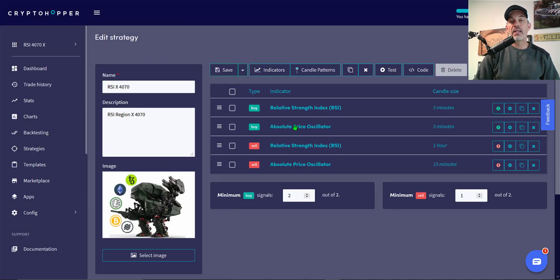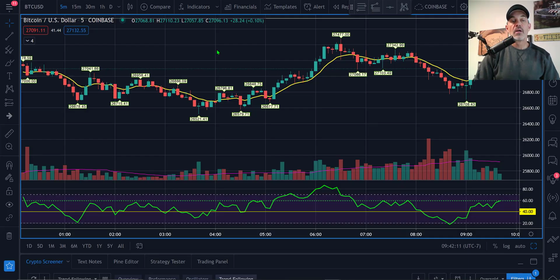And with the RSI and the APO confirmation, I'm looking to buy these dips, and even this one would qualify, because once it breaks above the 40 line is when this strategy should be buying. So every time you see it move above the yellow line, it's buying in.